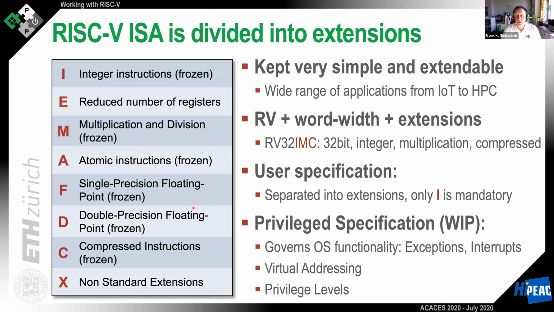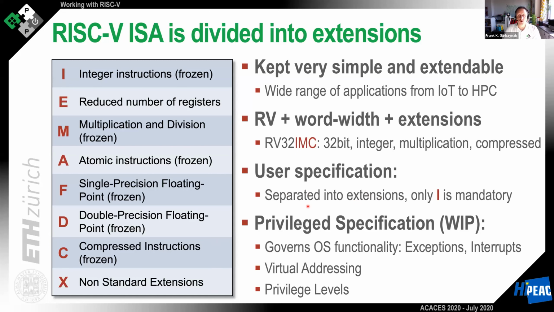So to describe this, they said, okay, we have different extensions, different standards in it, and we need to define it. So they say, okay, we start with RV, then we add the word width, and then we add the name of extensions. So in the user specification, you have a number of extensions when you look here on the left, and the only mandatory one is actually the integer instructions. We are going to talk about that.